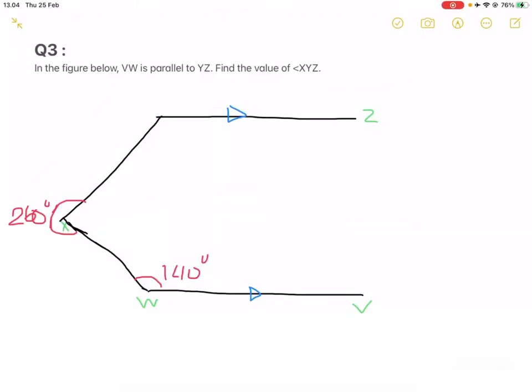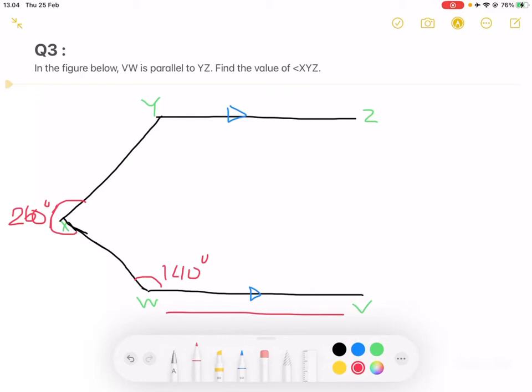Alright, here is the third question. In the figure below, VW is parallel to YZ, and I forgot to label Y here. So basically, VW, this segment, is parallel to YZ, that segment, and then we need to find the value of this angle right here at XYZ.